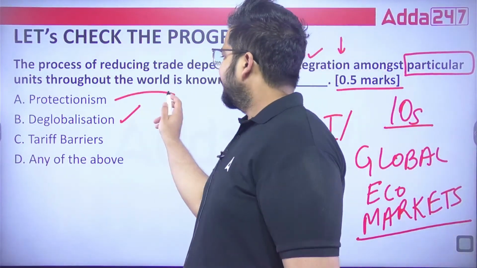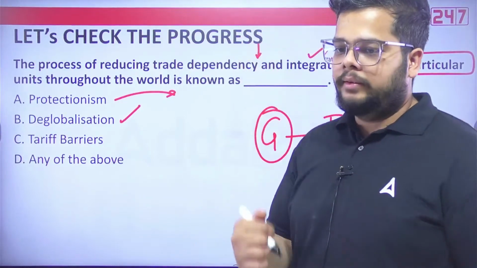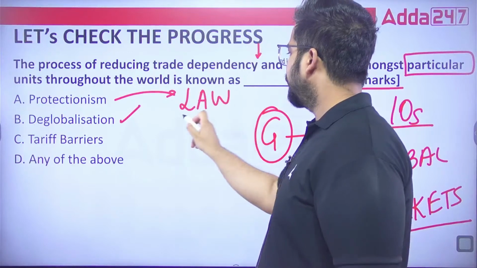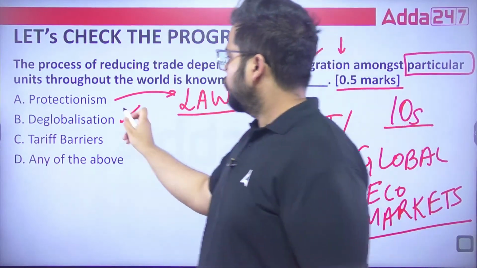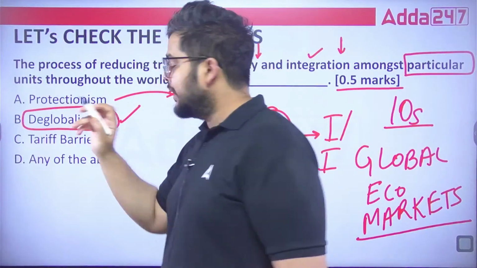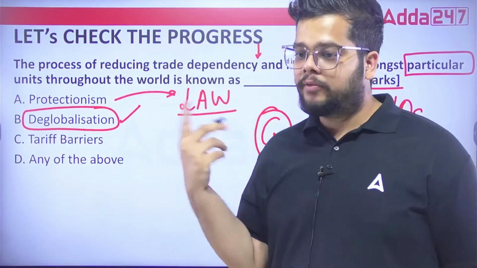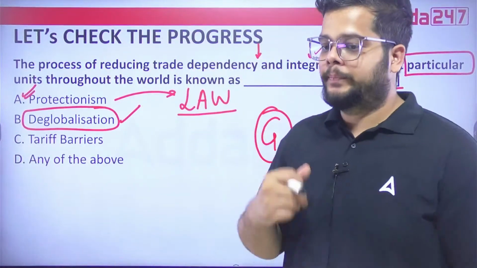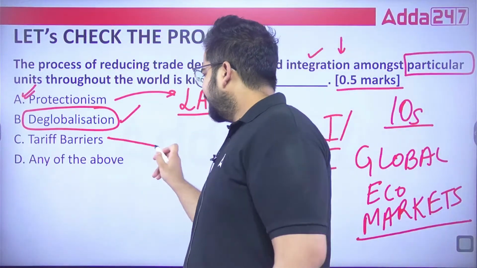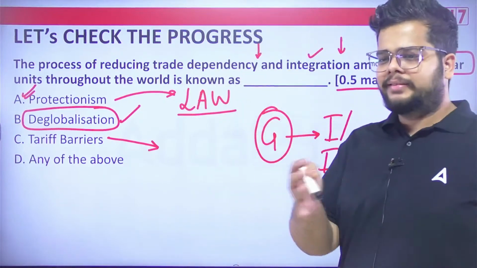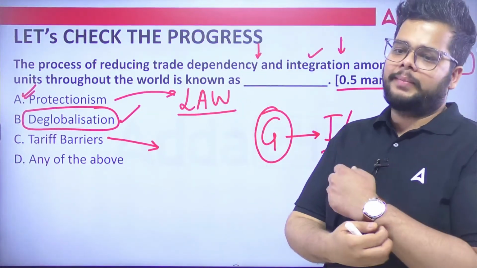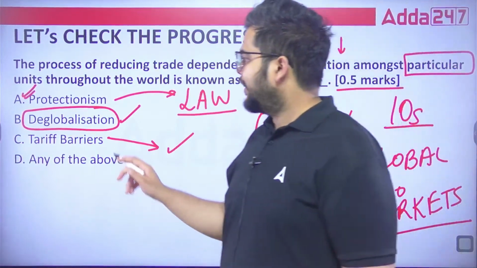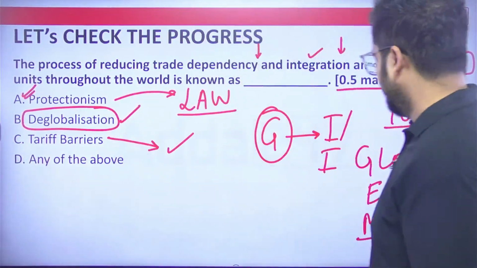Then what is protectionism? As soon as governments enact certain laws, rules or regulations to implement the process of deglobalization, we get the protectionist measures, or protectionism. Protectionist measures have various types, out of which one is tariff barriers. Okay, so the correct answer here is option B.